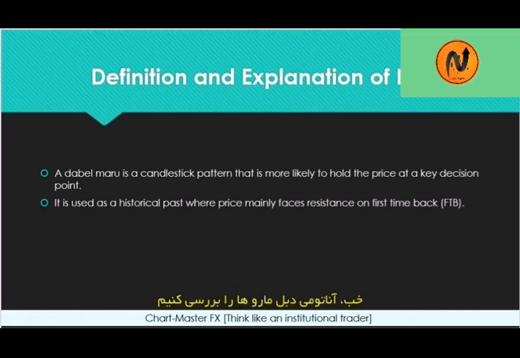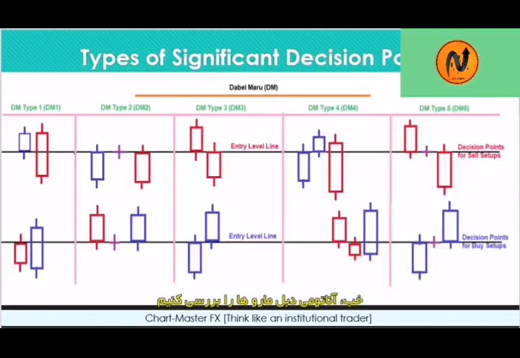So let's go to the anatomy of the Dabel Maru. Guys, we are going to look at 5 types of Dabel Maru that I think are more significant. Those are the ones that we are going to be using at Chatmaster FX. You need to understand type 1, type 2, type 3, type 4, type 5. You need to understand and be able to spot these things on the live market.